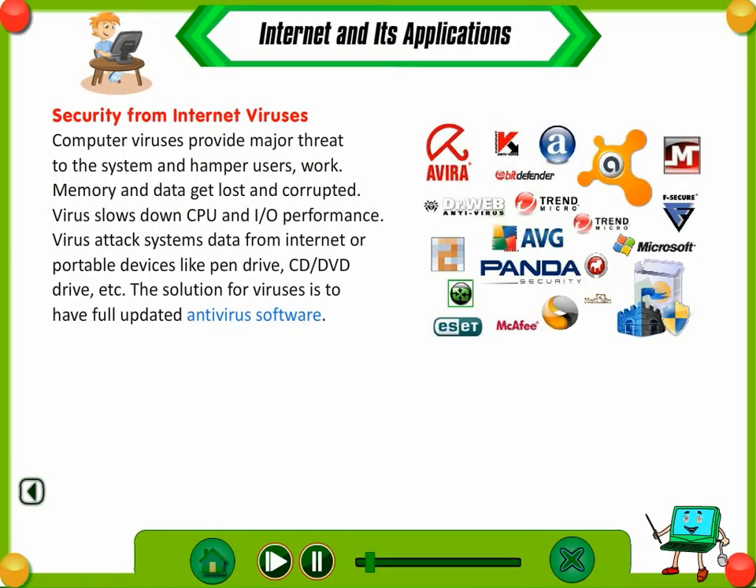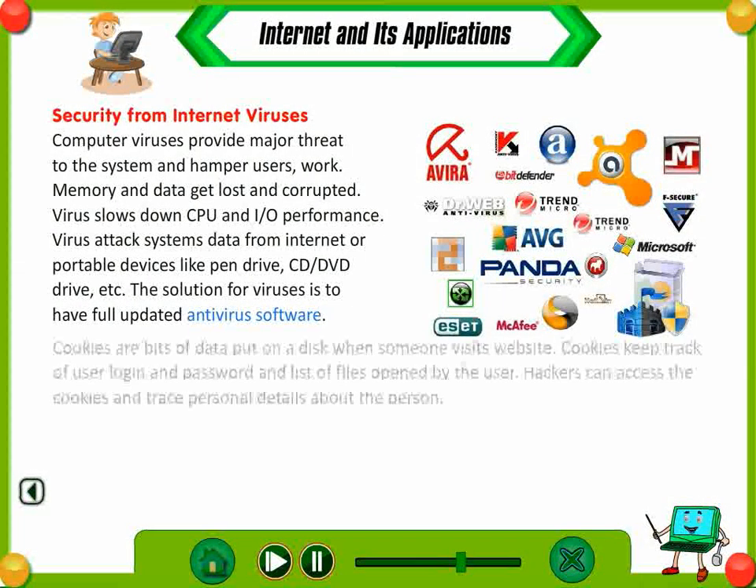Security from internet viruses. Computer viruses provide a major threat to the system and hamper users' work. Memory and data get lost and corrupted. A virus slows down CPU and I/O performance. A virus attacks system data from the internet or portable devices like pen drive, CD or DVD drive, etc. The solution for viruses is to have fully updated antivirus software.